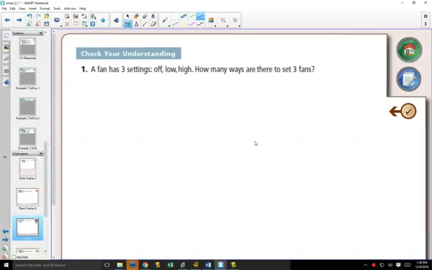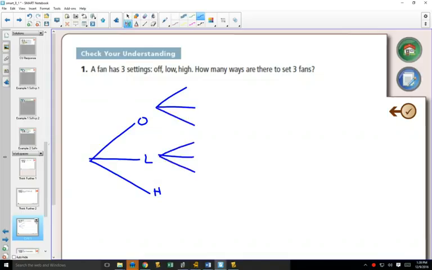So here, let's draw a tree diagram to start. We have 3 fans, each with 3 settings. So your first fan, are you okay with O for off, L for low, and H for high? So that's your first fan. Then in your second fan, 3 options.